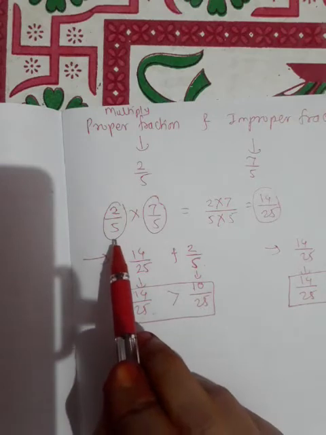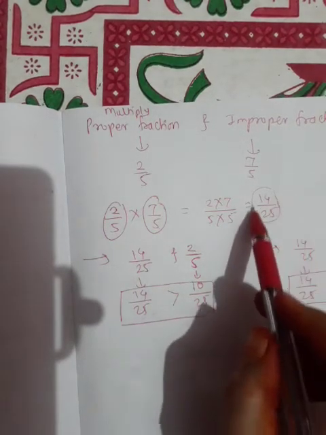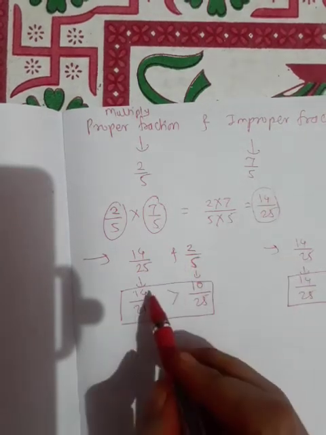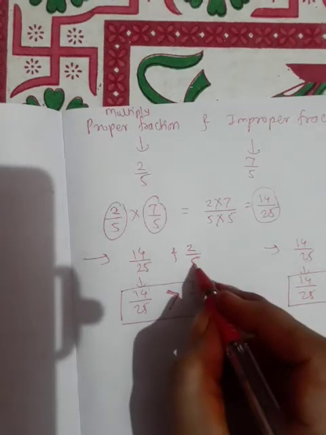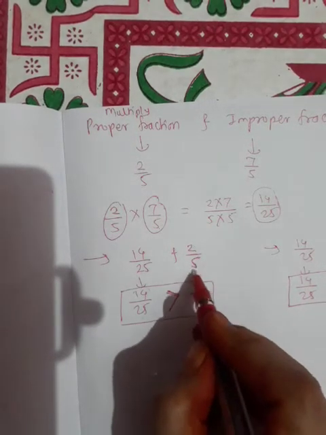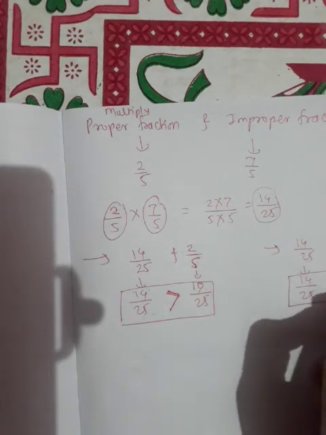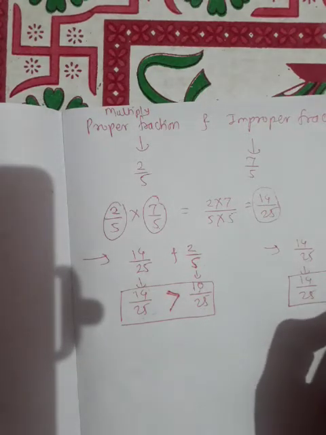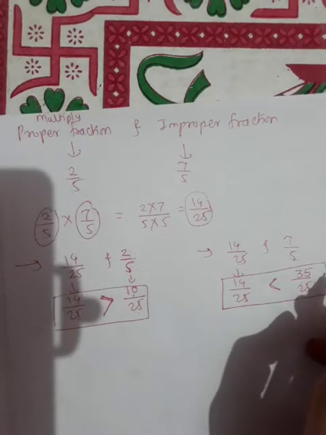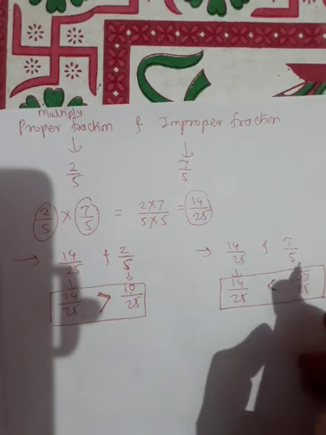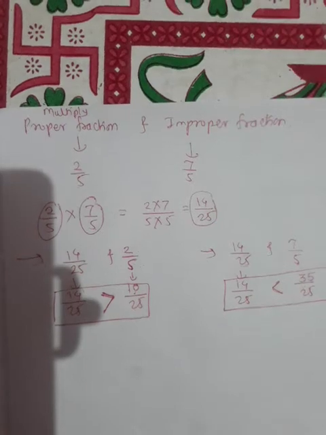So what result have we got here? When we multiply a proper fraction by an improper fraction, the obtained product is greater than the proper fraction, and the obtained product is less than the improper fraction. So we have got three results here.